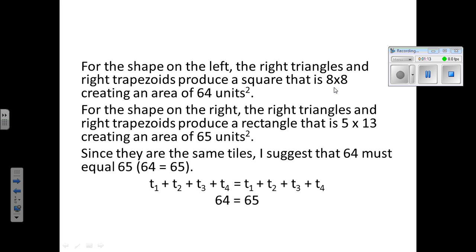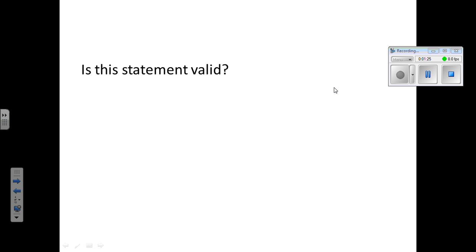I can use this: T1 plus T2 plus T3 plus T4 equals T1 plus T2 plus T3 plus T4, which equals 64 equals 65. So is this statement valid? In the space below on your sheet, page 28, I want you to write down if you think the statement is valid. If you do, tell me why. If you don't, tell me why again. You can pause the video here.